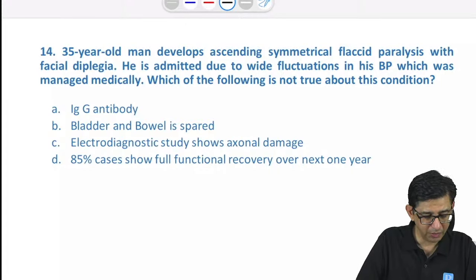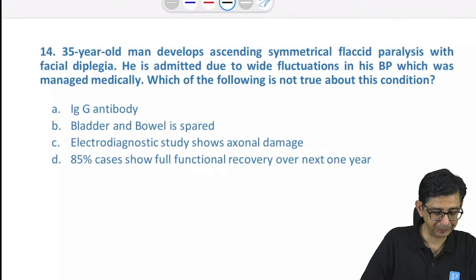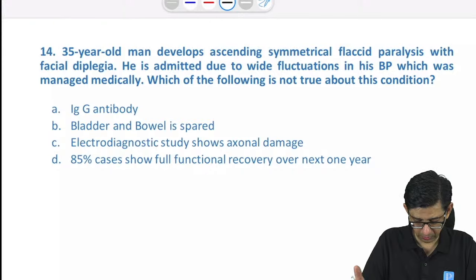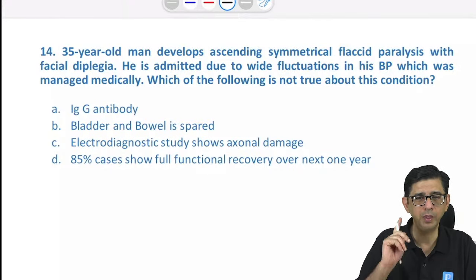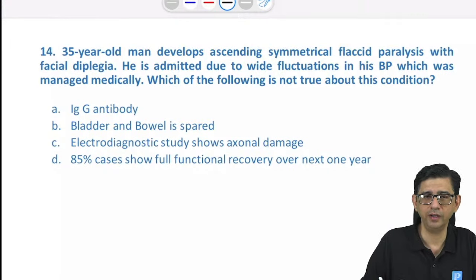Subhash, hypodensity is ischemic stroke, right? Our case had a hyperdensity. Doctor, a few minutes more, so you can maybe just put on your headphones and keep on listening.